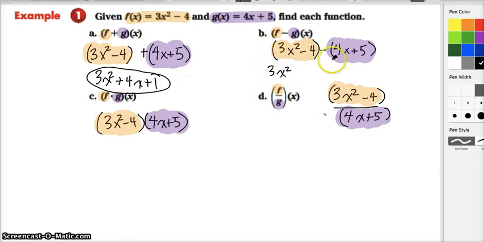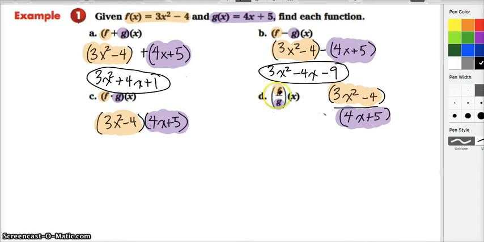And by the way, observe my parentheses. This parentheses needs to be there. I don't want you just subtracting the 4x and then adding the 5. The whole thing has to be subtracted. So this is 3x squared minus 4x. And now this is actually a negative 5, so this is going to be a minus 9, and that's going to be that answer.